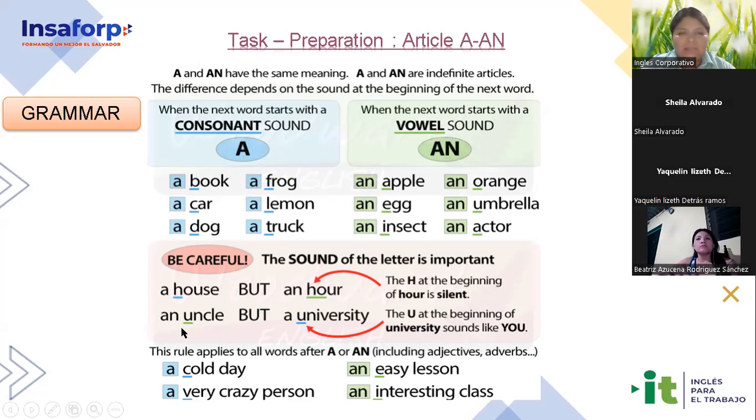An uncle, sonido vocal, ok, entonces ubico mi artículo an, pero tengo una excepción: en university inicia con letra vocal, pero el sonido es un sonido de u, a university, the U at the beginning of university sounds like U, ok. En ese caso, nosotros ubicamos A, porque es un sonido consonante. También tenemos esta regla, se aplica para todas las palabras que siguen después de A o AN, incluyendo, por ejemplo, adjetivos o adverbios. ¿Y cuál es un adjetivo? Es una palabra que describe una persona, un objeto, un animal, un lugar. Ese es un adjetivo.